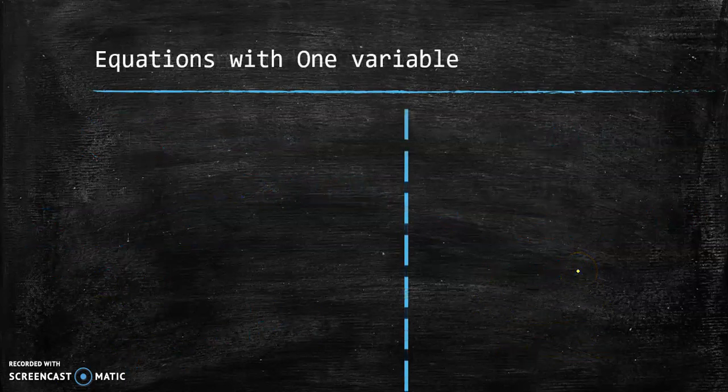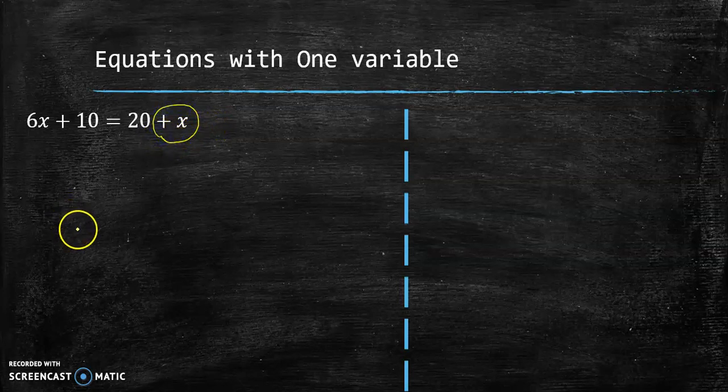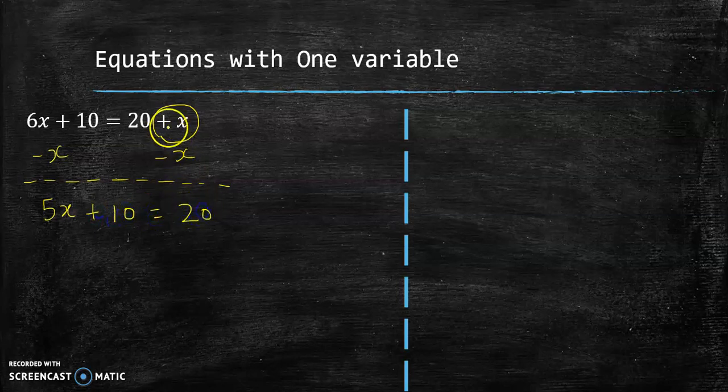Let's try next. You have the next example here. 6x plus 10 equal 20 plus x. So you have here plus x. So what do we need to do now? We need to add the additive inverse of plus x, which is minus x. So we will add here minus x on both the sides. What is 6x minus x? It's 5x plus 10 equal 20. Because x plus minus x equals 0.